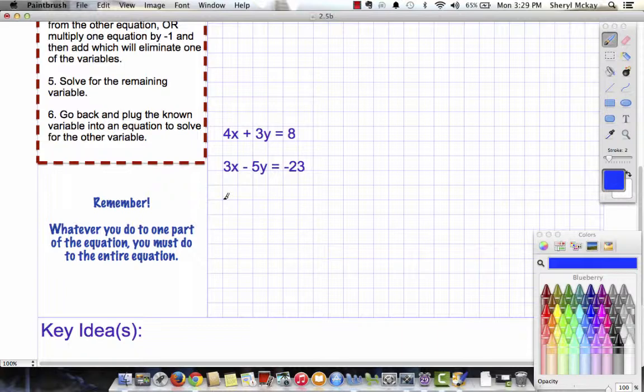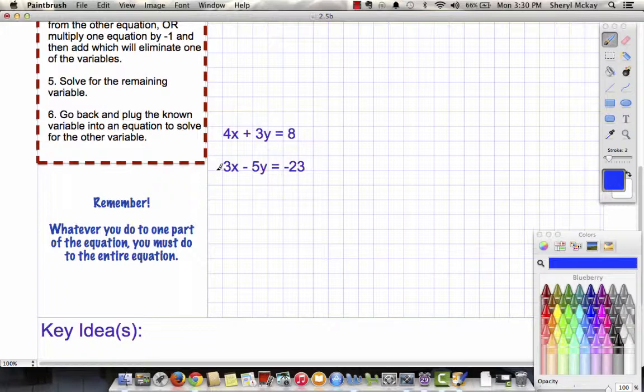So I'm going to pick a variable that I want to kind of make the same as the other. And I think the one that I'm going to pick is the x. And really I could pick the y too, but I'm going to go ahead and pick the x. And I'm going to look at 4x and I'm going to say, what do I need to multiply 4x by? And what am I going to need to multiply 3x by so that I could get them both to be the same value, actually one being a negative and the other one a positive.